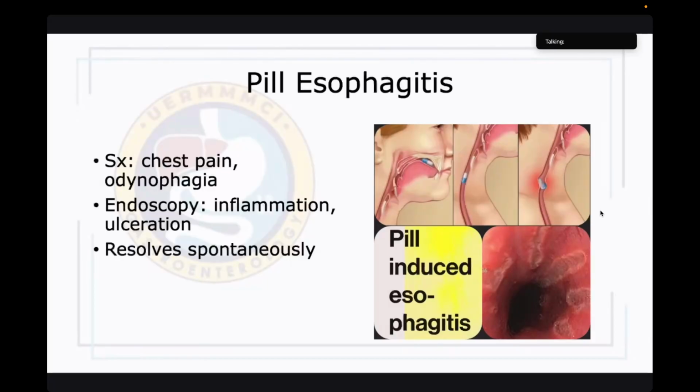Symptoms of pill esophagitis occur within hours or days after taking the pill. The most common symptoms are the sudden onset of chest pain and odynophagia. And when endoscopy is performed, there is localized ulceration and inflammation in the area where the pill was lodged. There's no specific therapy that is known to hasten the healing process, but anti-secretory medications such as PPIs are frequently prescribed to remove concomitant reflux as an aggravating factor.